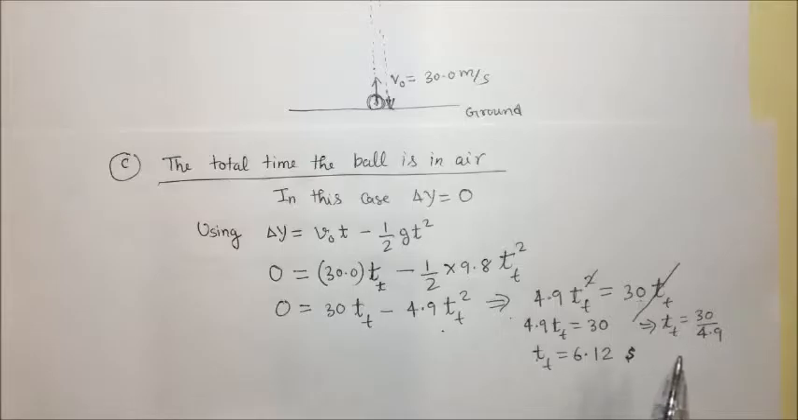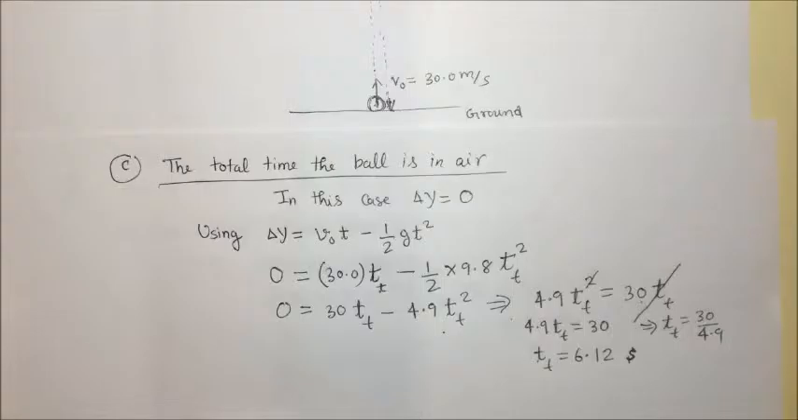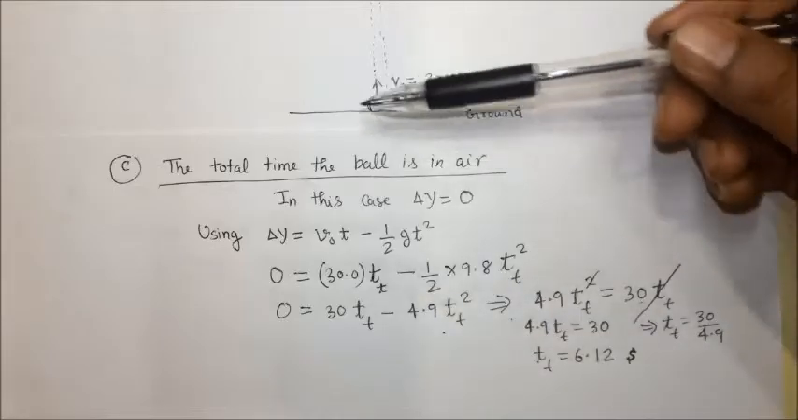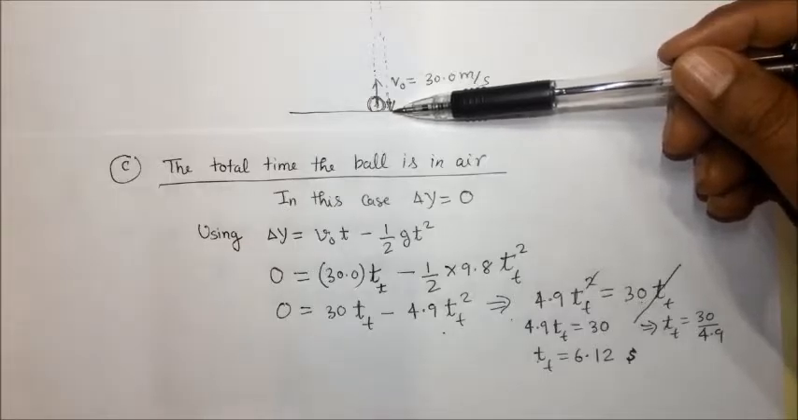If your starting point and end point are different, then you cannot do this. Like in the previous example we did for the building, if you throw something from the top of the building and it comes back to the ground, your starting and end points are not the same. So in that case you cannot do the twice. This is only true when your starting point is the ground and it comes back to the ground. The end point is the same as the ground.